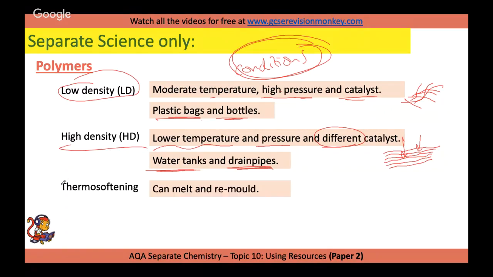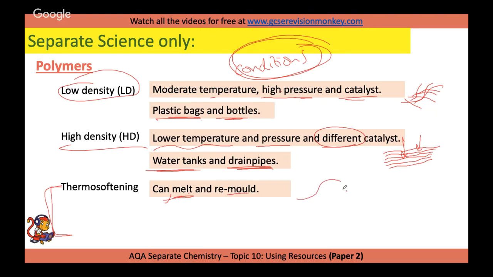Two specific forms of polymers that they want you to know about are thermo-softening polymers. You might have had a gum shield in the past, that's a thermo-softening polymer because you can heat it up and remold it to the shape that you want. So these have quite a low melting point because you can use a kettle to heat them up and boil them, and melt them in hot water. So they can melt and remold.